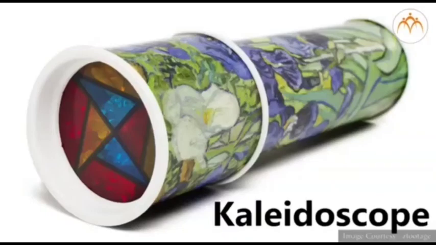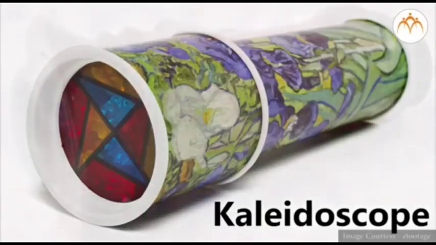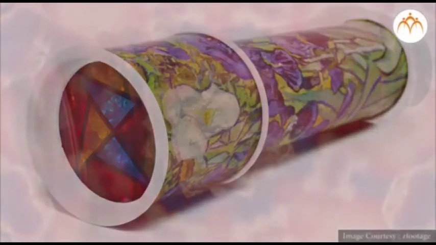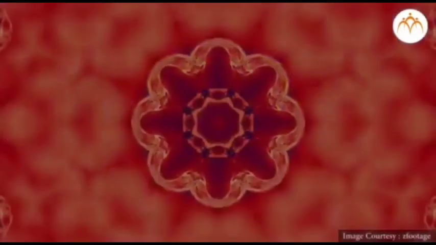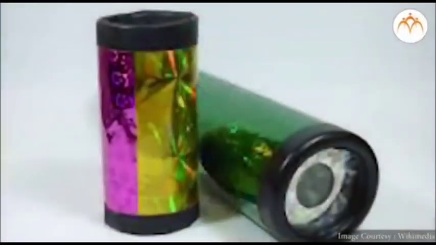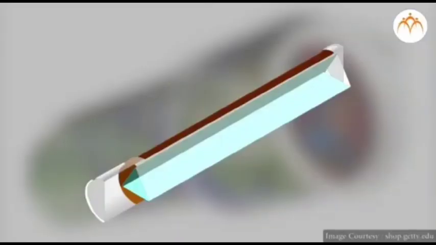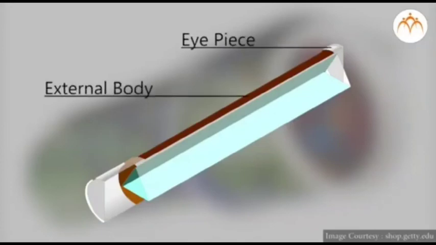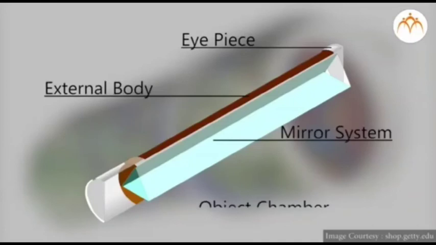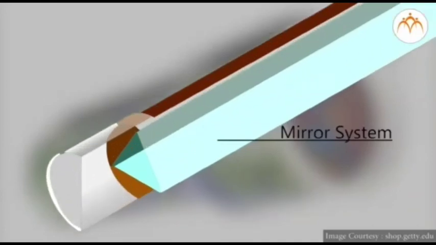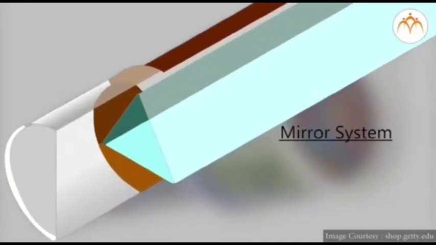Kaleidoscope is a perfect blend of art and science, which means instrument for viewing beautiful forms. You would have probably seen one of these in your childhood days. Since its invention around 100 years back, many variations of these are available in the market. There are generally four basic components of a kaleidoscope: eyepiece, external body, mirror system and object chamber. It is the mirror system that creates the magic.